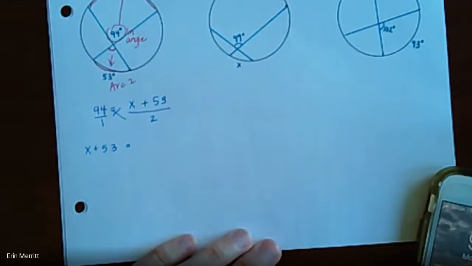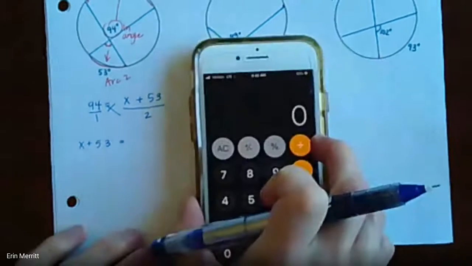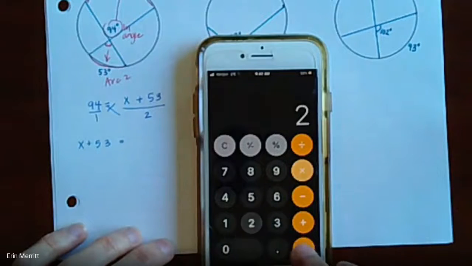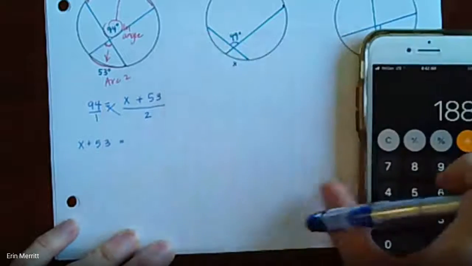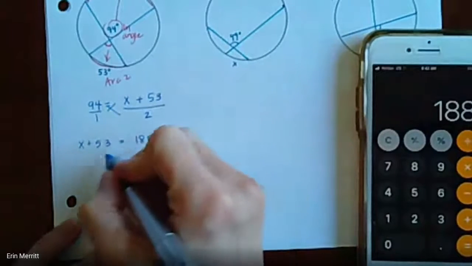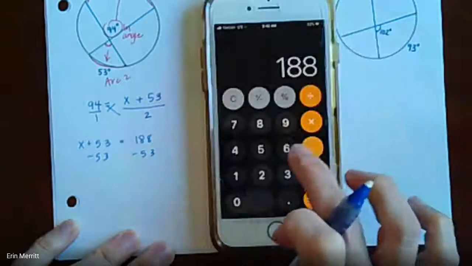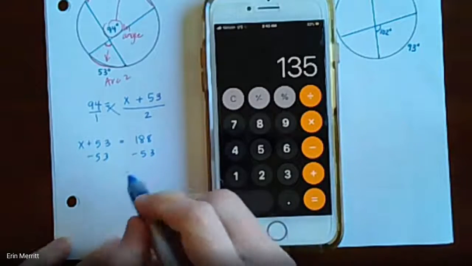So again, grab your calculator. I'm going to use my phone again, just to show you how easy it is to use. Most of you guys are pretty comfortable with it. So that's going to give me 188. And then subtract 53. And then there you go.